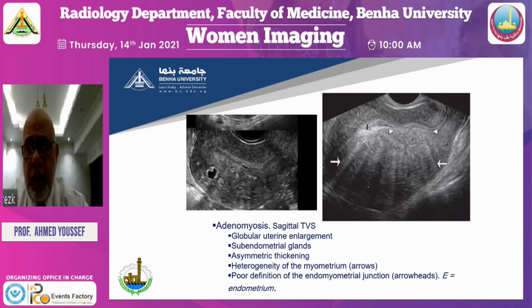One of the important diseases that we face a lot during infertility, especially in women above 40, is the presence of adenomyosis, which could be diagnosed easily with the use of ultrasound, in which there is a globular uterine enlargement with the presence of subendometrial glands and asymmetric enlargement of the uterus, mostly in the posterior wall, with a lot of heterogeneity in the endometrium and poor definition of the endomyometrial junction.